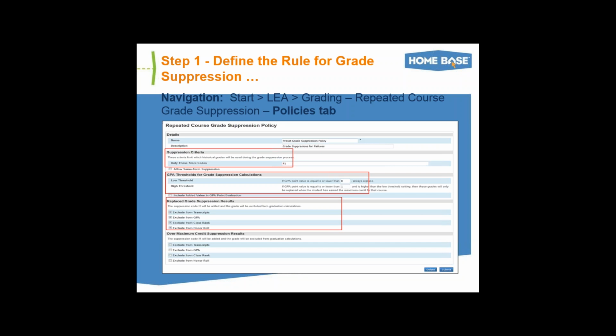We also want to use the replace grade suppression results. It is very important that all of these are checked because, based on the board policy, you are going to take that failed mark and exclude it from transcripts. You're going to exclude the failed mark from GPA. You are going to exclude it from class rank, and you are going to exclude it from honor roll.